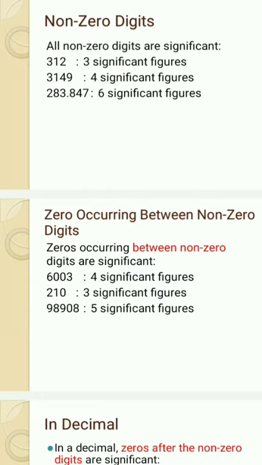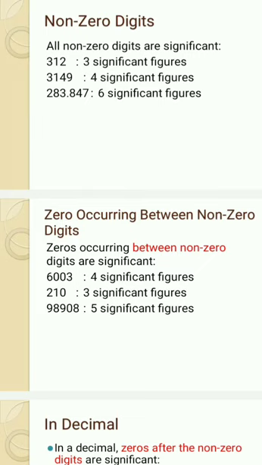Hello, class. Yes, good job. That's correct. Non-zero digit is other than zero, which is 1 until 100. Okay, what is meant by zero occurring between non-zero digits are significant?